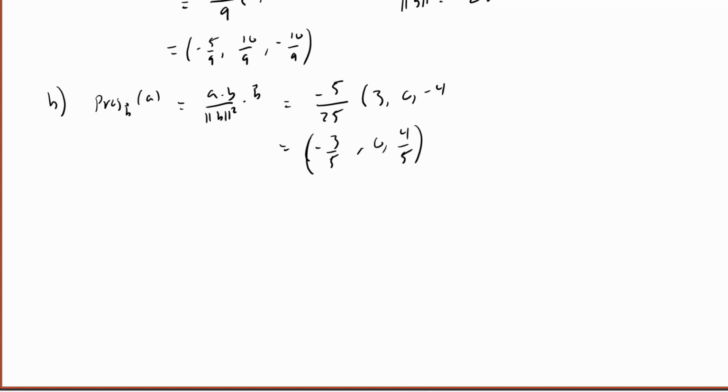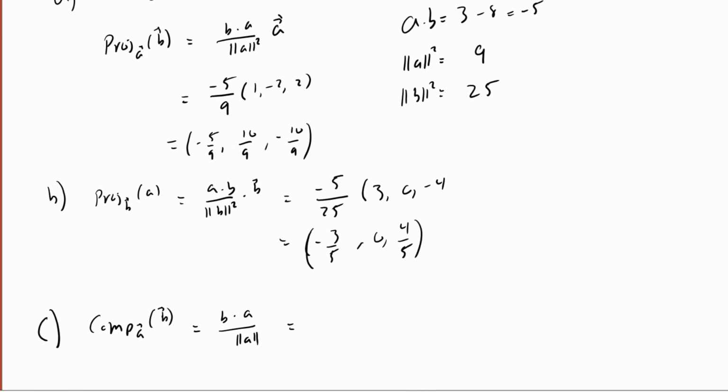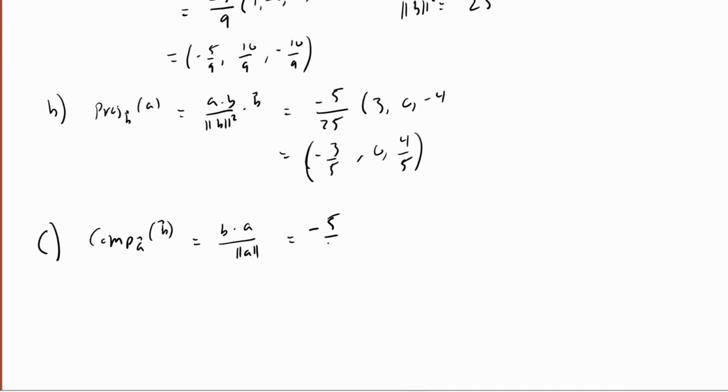Okay, so C is find the component of B in the direction of A. So this is basically the same thing, except it's like a scalar and we don't square the bottom, right? We leave off the square that goes with it. So up here we had norm A squared was 9, so norm of A is 3, and A dot B is minus 5, and there's my answer.